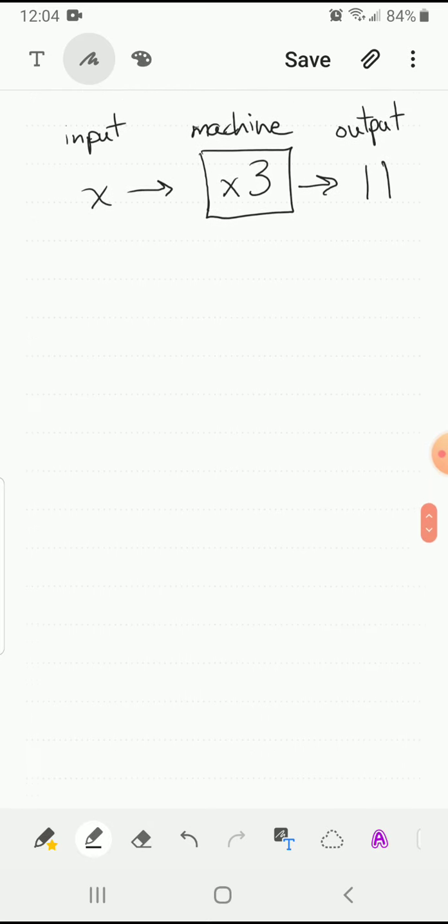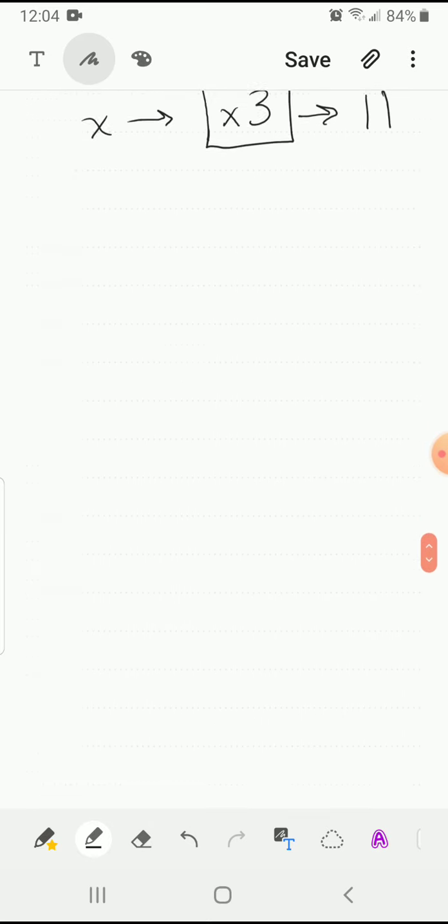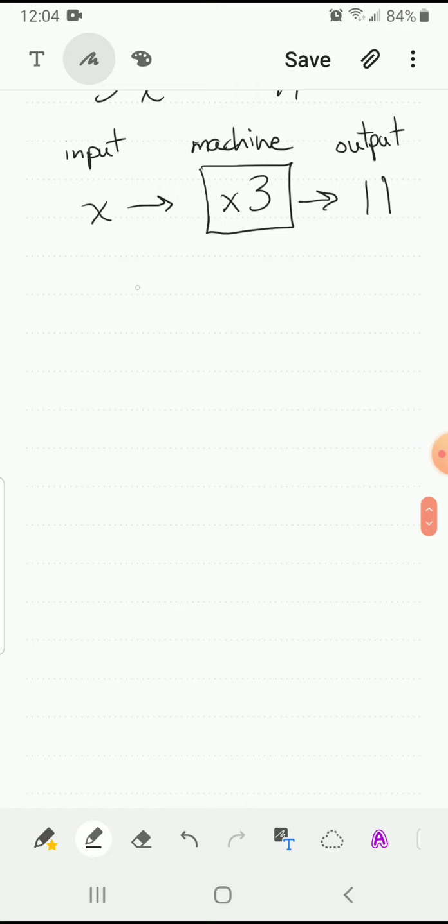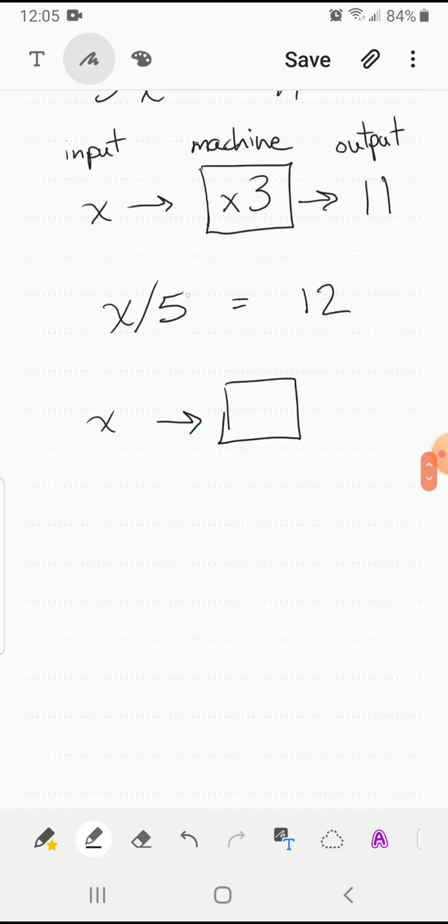So, let's do another example. What if we have something like x divided by 5 = 12? Well, input is going to be x. Our machine is going to be this, divide by 5, and our output is 12.